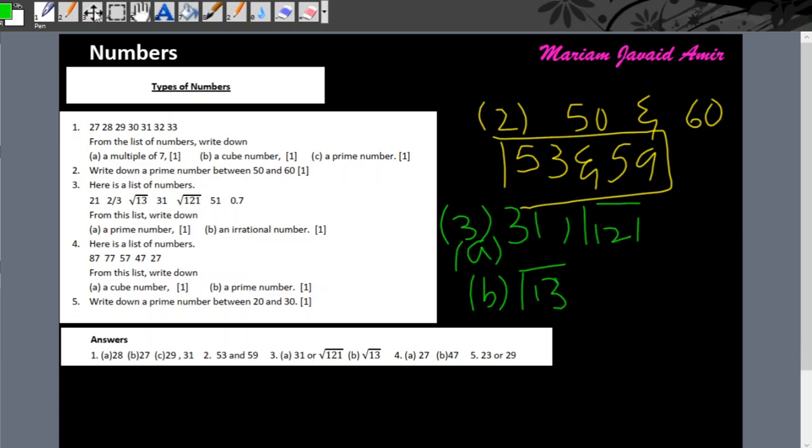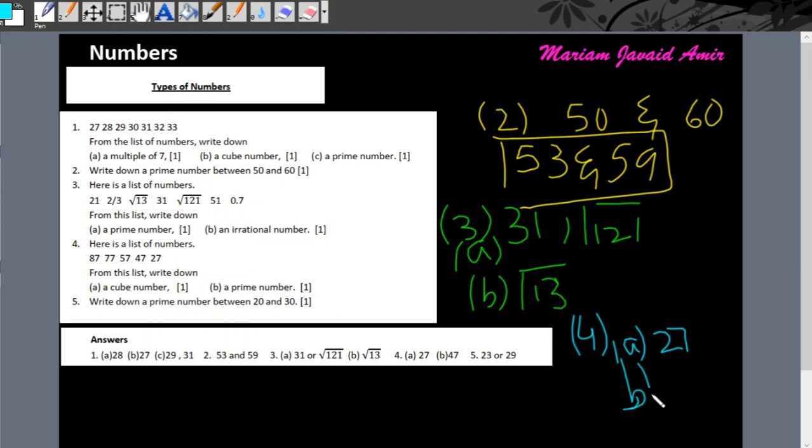Then question number 4. Here is a list of numbers. From the list, write down a cube number. Now again, a cube number is a number obtained by multiplying the same number 3 times. So 4 times 4 times 4, 64 is not in the list. 3 times 3 times 3, 27 is in the list. So 27 is a cube number. Now, a prime number.